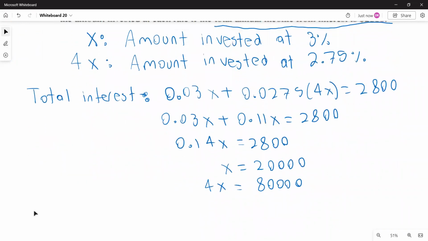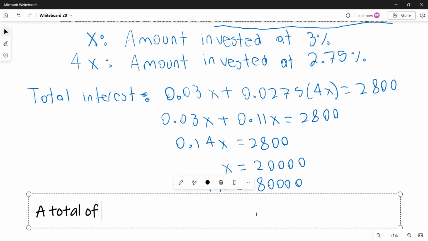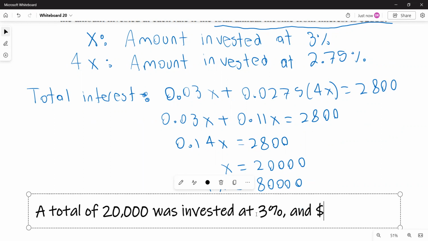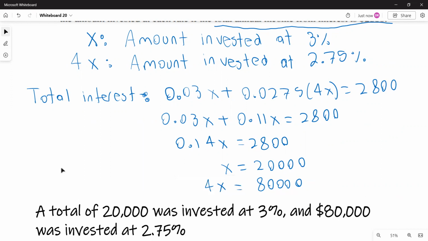So finally, a total of 20,000 was invested at 3%, and 80,000 was invested at 2.75%.